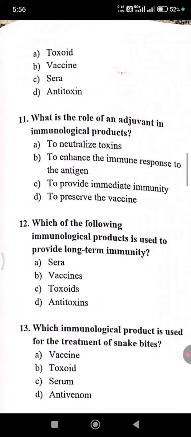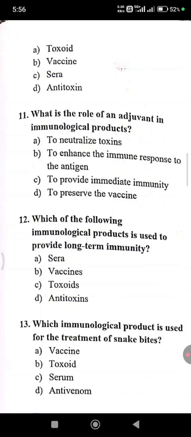What is the role of an adjuvant in immunological products? Option B, to enhance the immune response to the antigen. Let's go to question number 12.